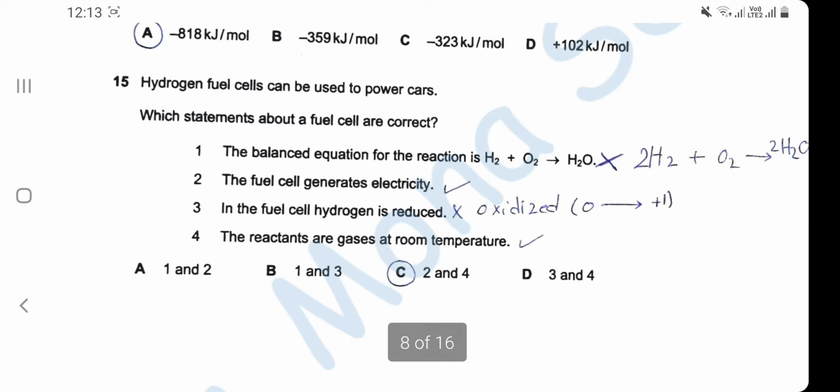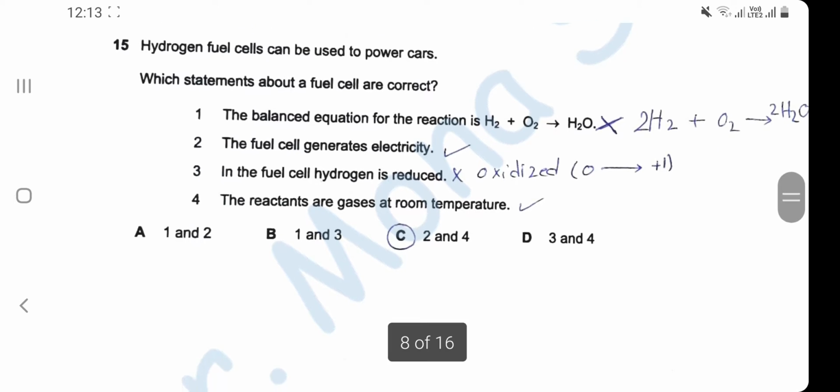Hydrogen fuel cell can be used to power cars. Which statements about the fuel cell are correct? The balanced equation for the reaction is as shown. This is wrong because the balance should be 2H2 plus O2 will give you 2H2O. Because as we can see here, in the reactant we have O2, in the product we have only O. So this is not correct balance.